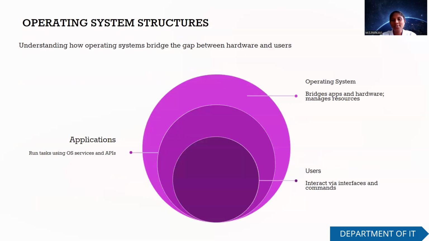Next slide, we want to discuss the structure of an operating system. The structure is one of the main architectural aspects of an operating system. It consists of a layered architecture, mainly three layers. First is the user, who interacts with the interface by using commands. The second layer is the bridge, between the interface and hardware, which manages resources. The last one is the application, which is used to run tasks using OS services and APIs. So this is the system architecture for an operating system.